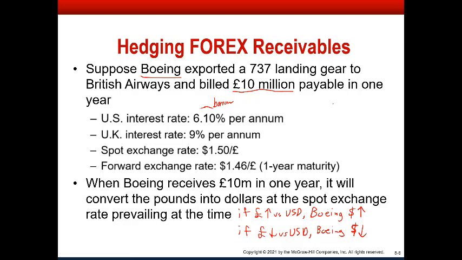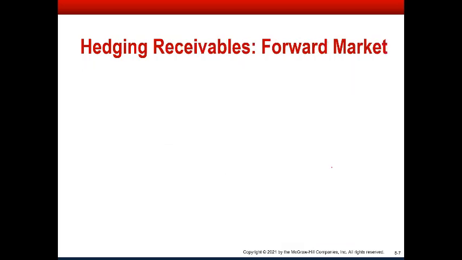So if they're thinking about the pound being worth $1.50, so that's a $15 million receivable. Well, if the pound falls by 20%, we're talking about losing $3 million. So that's a big deal, and that's not an unheard of movement in foreign exchange rates. So it's probably going to be in the company's interest to hedge this receivable. So let's talk about how they would do that.